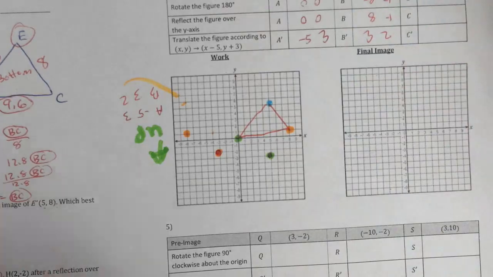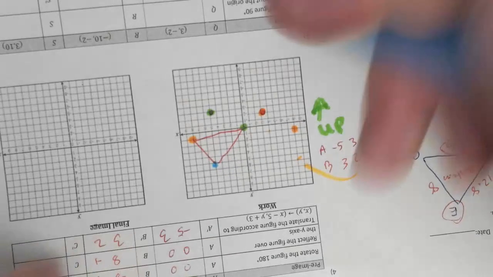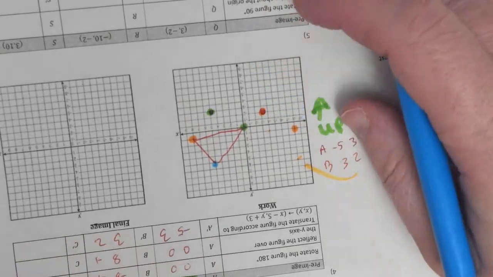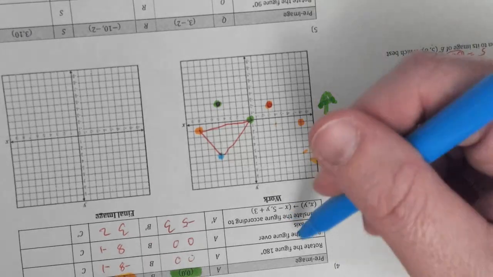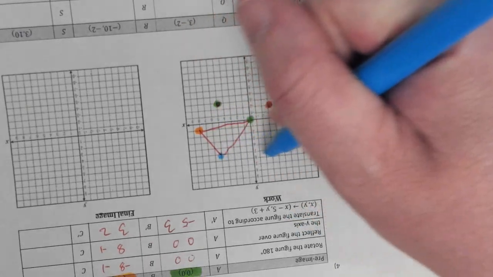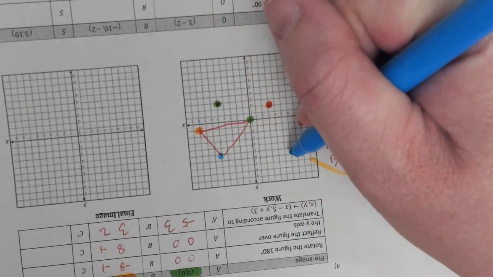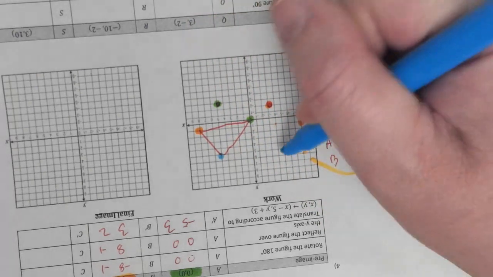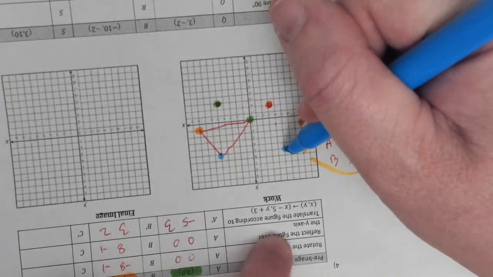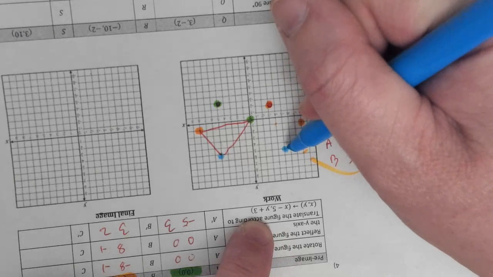All right, so they said rotate 180 degrees, boop, and then it said to reflect over the y-axis. That is 5 hops. Go 5 more hops. Right there. Okay, and then it said to go -5, +3.